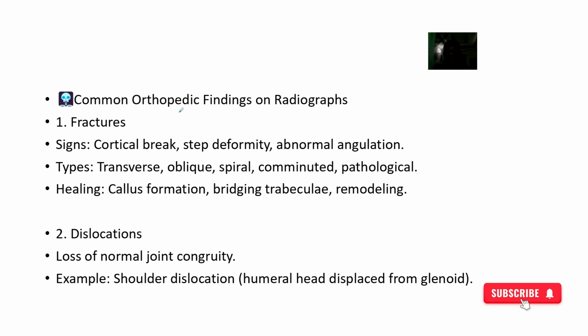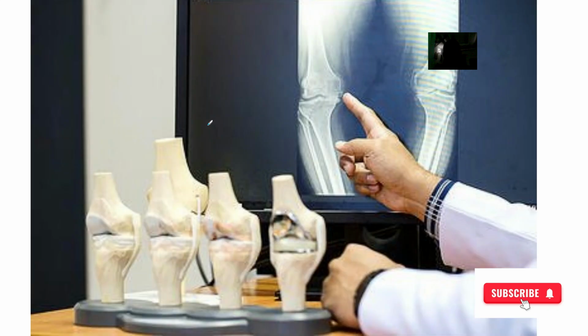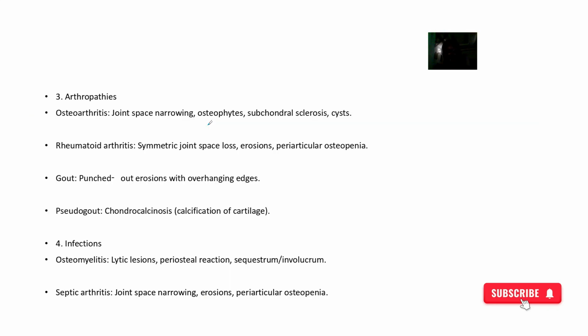Now, common orthopedic findings in radiographs include fractures, where you look for cortical breaks, deformities, and abnormal angulations. You look at dislocations, where there's loss of normal joint congruency, for example shoulder dislocations. Then arthropathies: osteoarthritis, rheumatoid arthritis, gout, pseudogout. These all have their characteristics, but we'll still come back and talk about the imaging of each of these diseases, so you don't need to worry.